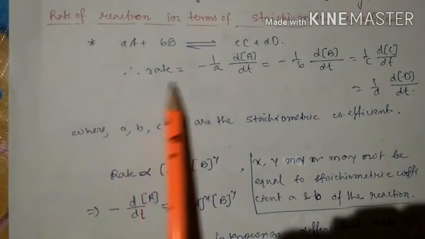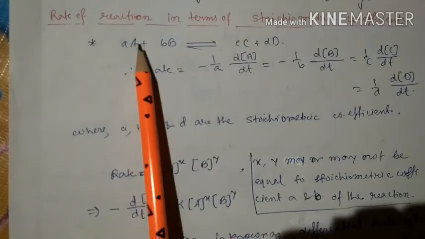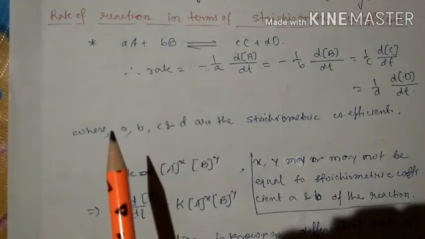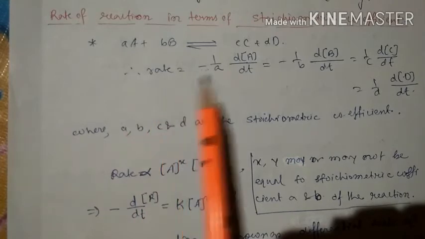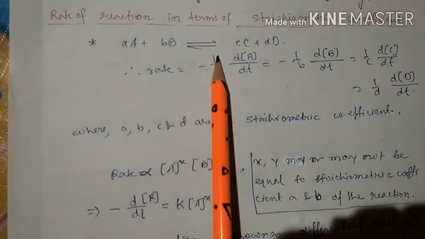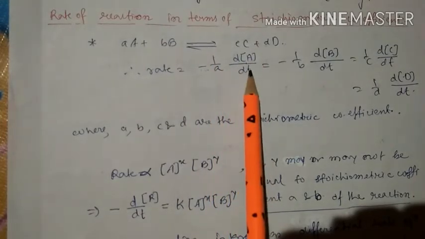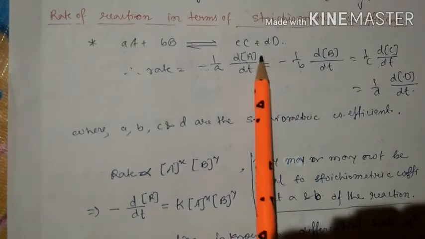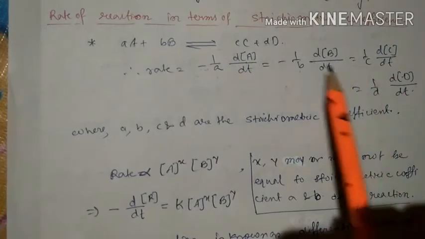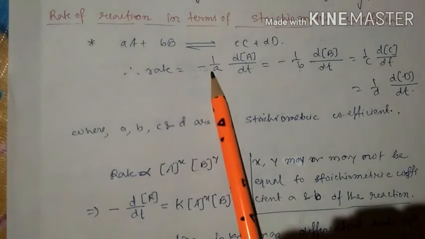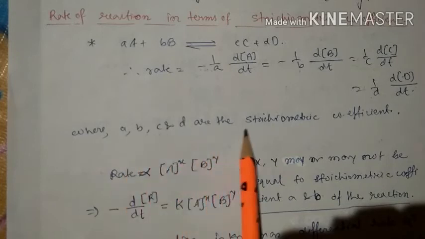Now, what is the rate? Rate equal to minus, the minus sign means it is in reactants. Since the concentration of the reactant is decreasing and the concentration of the product is increasing, that's why it is minus 1 by a d[A] by dt equal to minus 1 by b d[B] by dt. This one is the reactant for A, this one reactant for B, this one product for C, this one product for D. Since these are reactants, here is minus, these are products, here is positive. Now, where a, b, c, d are the stoichiometric coefficients.